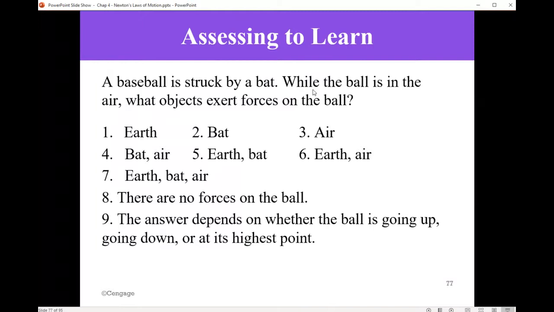So this is a projectile problem. After the ball leaves the bat, it is just like a projectile. What are the forces that act on a projectile? You have the gravity of Earth, which always gives a constant acceleration downward. This is one thing. And you have the resistance of air, right? So this would be the right answer, Earth and air.